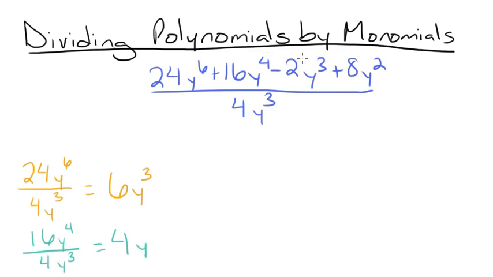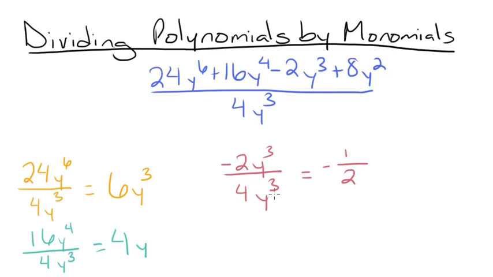Then we'll move on to negative 2y cubed. Don't forget to grab the negative sign. So negative 2y cubed divided by 4y cubed. Now here we have negative 2 divided by 4, which is negative 1/2. And y cubed divided by y cubed is just 1. So this term is just negative 1/2.